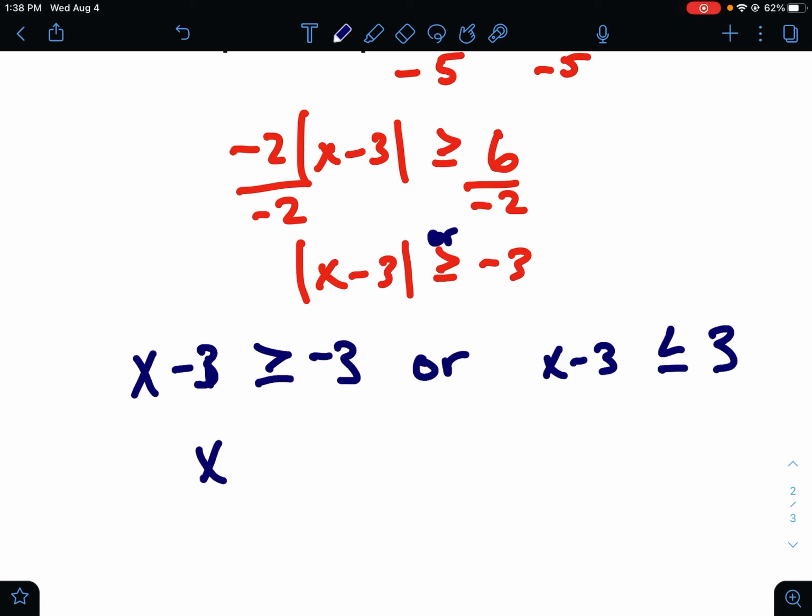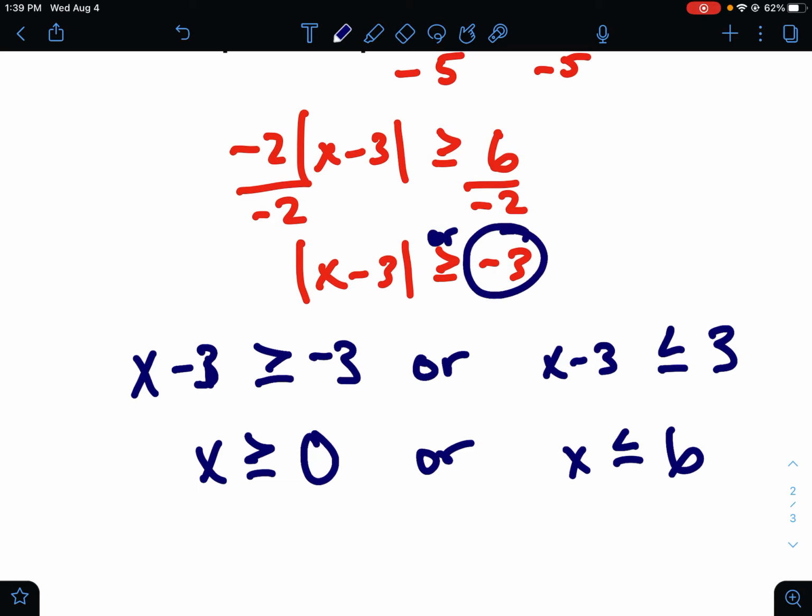Solve. X is greater than or equal to, when I add the 3 over, I get 0. Or x is less than or equal to, when I add the 3, I get 6. Now, when we look at these answers, we do have to check and make sure that these answers are okay. Because we're working with a negative number, we do have to make sure that these answers do work.